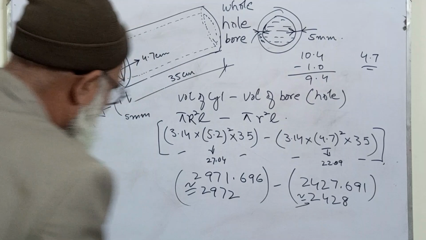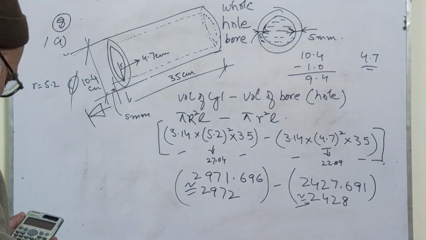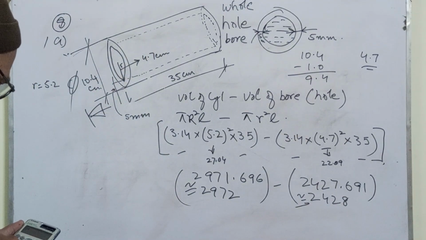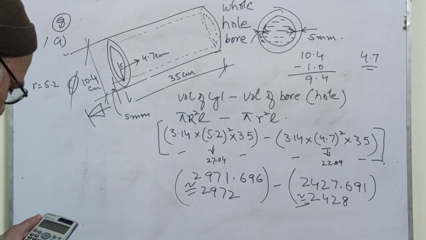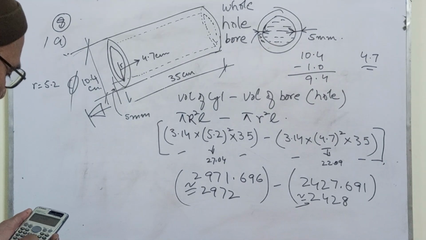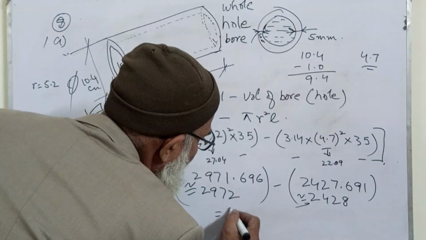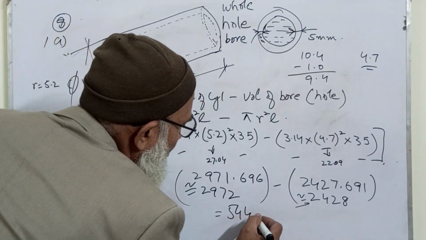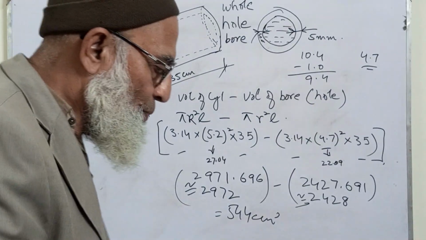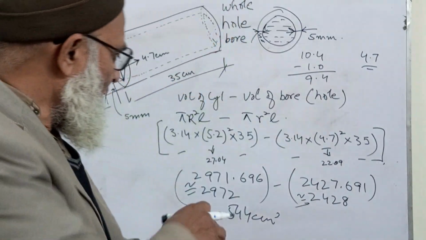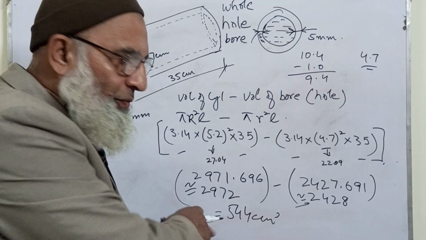Now this minus this, 2972 minus 2428 is equal to 544 centimeter cube. 544 centimeter cube. Okay, the answer is given.